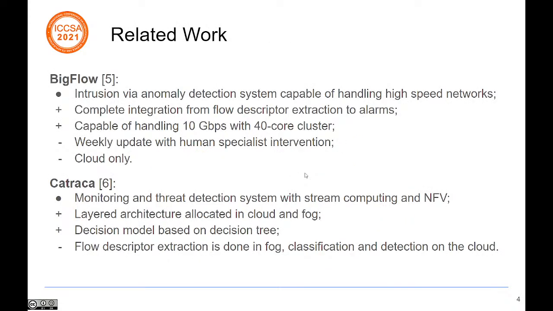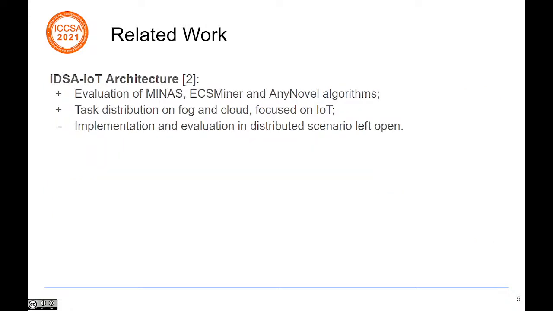Previous work on this subject includes BigFlow, a system that spans from network flow description extraction to alarm generation. However, this system requires external updates and is cloud only. Another inspiring work is Catraca. It also handles flow extraction to alarm generation and, by using network virtualization functions, can run probes in the fog. However, detection is done in the cloud. Another approach is the ICCSA IoT architecture, where 3 novelty detection algorithms are evaluated in a fog and IoT context. However, this architecture does not implement a full system handling large data.